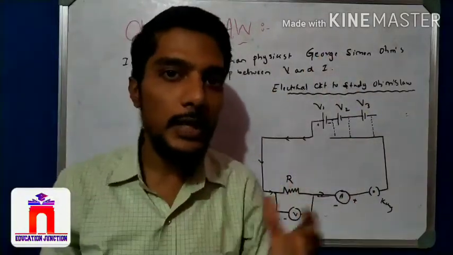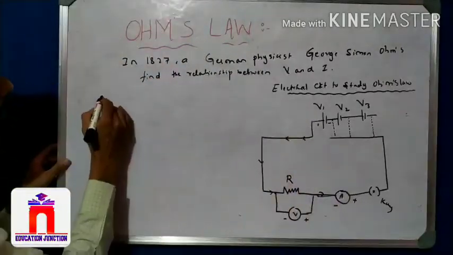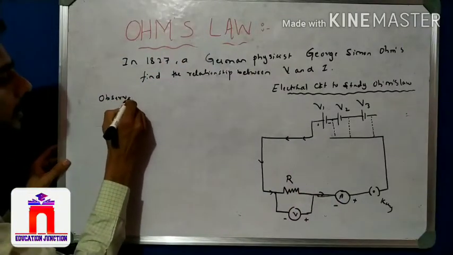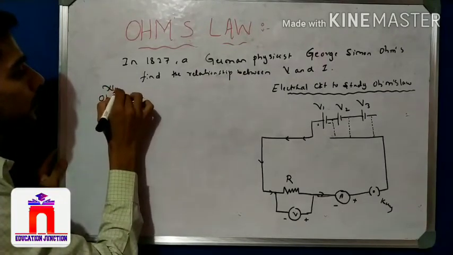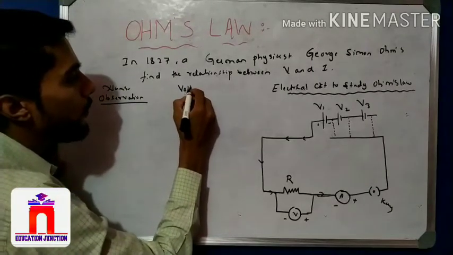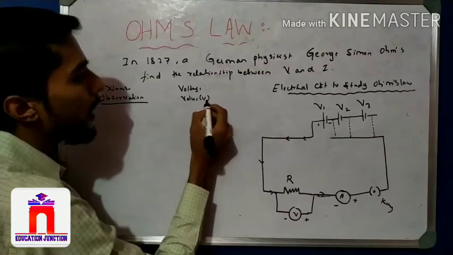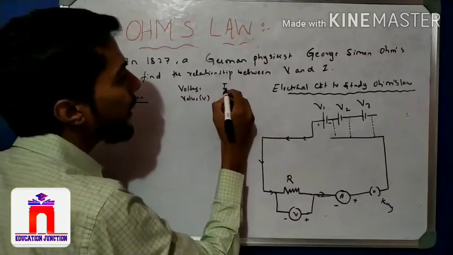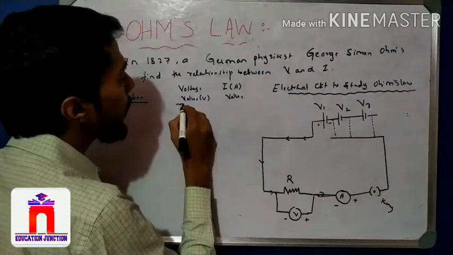It is a basic concept, nothing new. But see his observation. Let's draw an observation table with the number of observations, the voltage value in volt, and the current value in ampere. See what happens here.